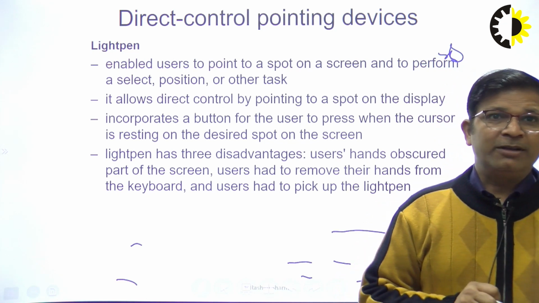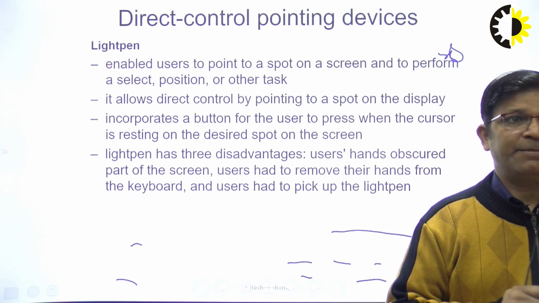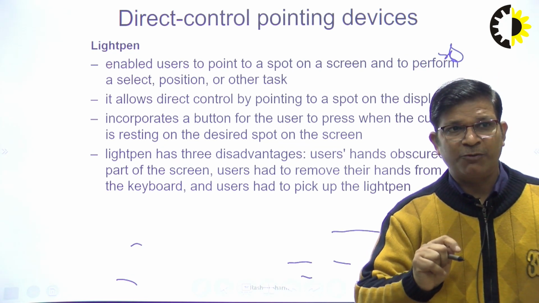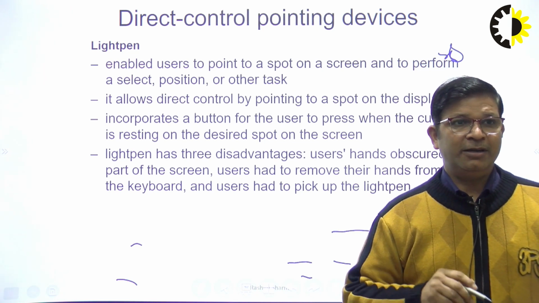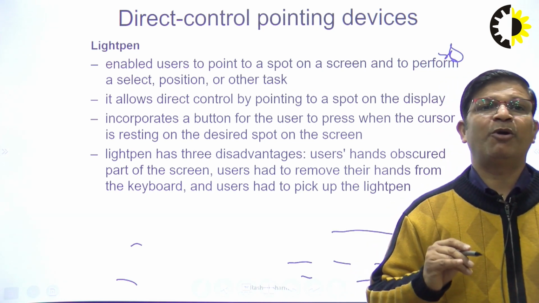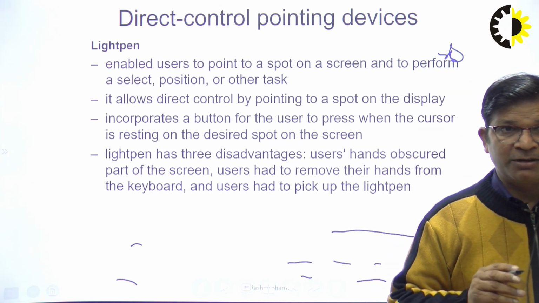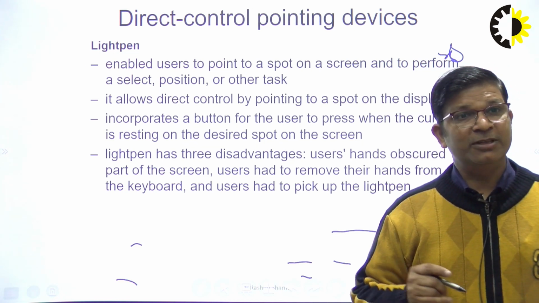Direct control pointing devices: the light pen. It enables the user to point at a spot on a screen to perform a selection, position, or other task. It allows direct control of pointing at a spot on the display. It incorporates a button for the user to press when the cursor is resting on the desired spot of the screen.